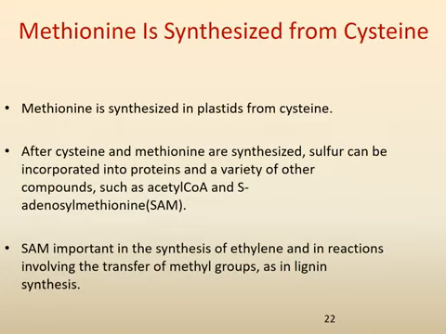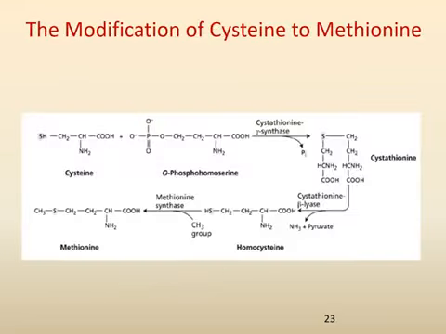Methionine is synthesized from cysteine. Methionine, which is the other sulfur-containing amino acid found in proteins, is synthesized in plastid from cysteine. After cysteine and methionine are synthesized, sulfur can be incorporated into proteins and a variety of other compounds such as acetyl-CoA and S-adenosylmethionine, that is SAM. SAM is important in the synthesis of ethylene, which is an important plant growth regulator, and in reactions involving the transfer of methyl groups as in lignin synthesis.